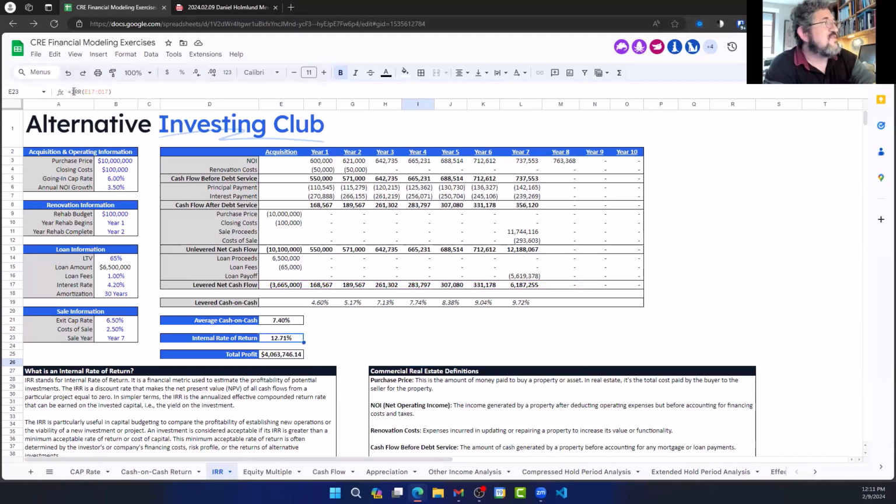As you can see here, if I highlight it here, it's taking the IRR over this range here. We can see our cash flow, and that was calculated on this previous tab. And then average cash on cash is simply the average over the years. But then the internal rate of return is down here.